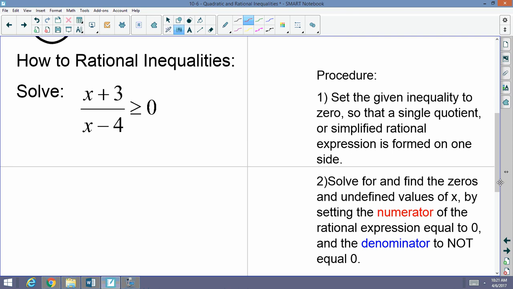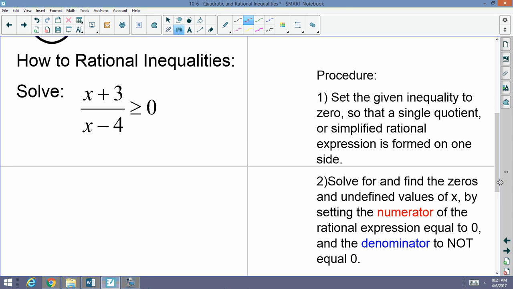It's very similar. I will say the greater and the less than trick does not work with rational inequalities. That does not work, so you cannot use that trick. Sorry, guys, we're going to have to actually test it out. But let's get to it.